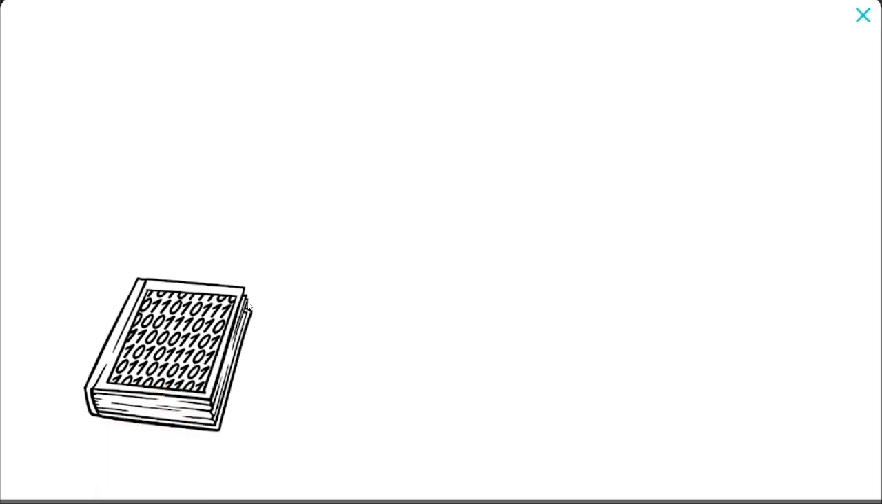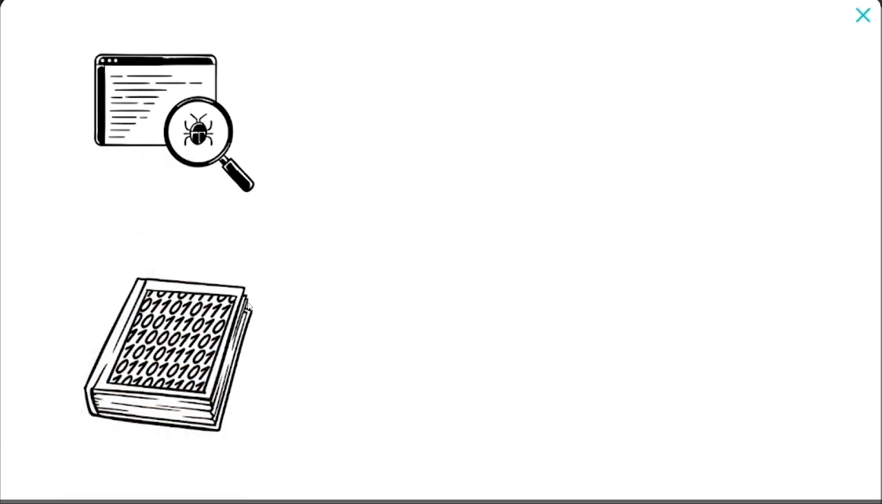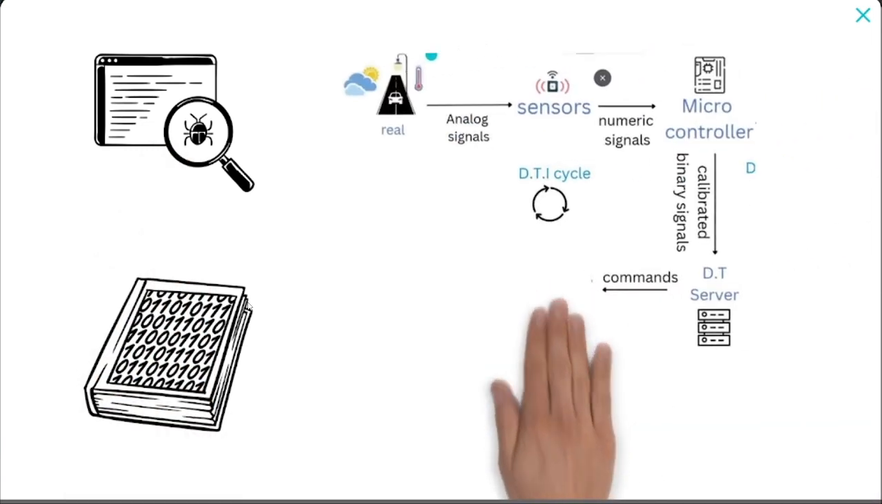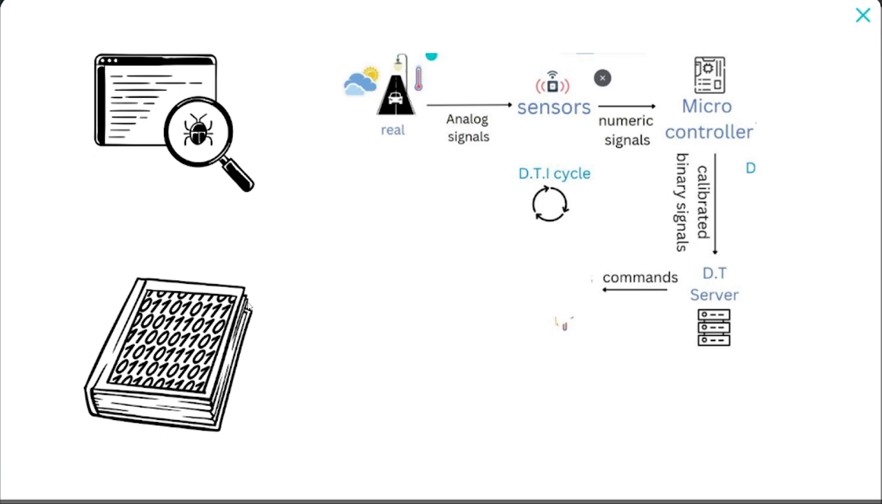When developing a digital twin, you may need to write code for both the microcontroller and the DT, digital twin, server. The microcontroller code is responsible for handling the interactions between the physical system and the digital twin. It involves programming the microcontroller board with instructions that allow it to collect data from sensors, process that data, and transmit it to the DT server. The microcontroller code typically runs on a firmware level and is written in languages such as C or C++.